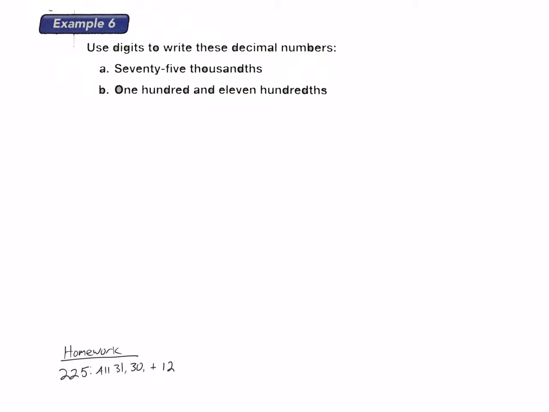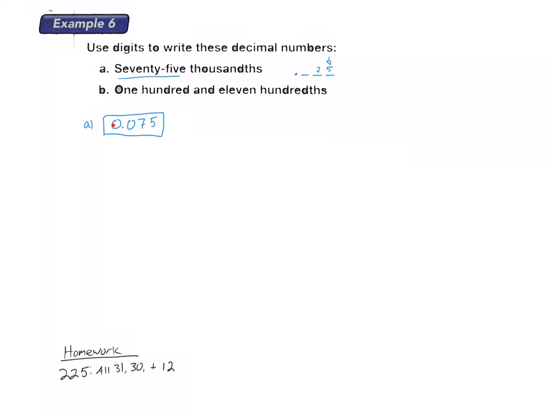Now this is going the opposite way down. They're going to give us words, and they want us to write numbers. So it says, use digits to write these decimal numbers. So part A here says 75 thousandths. So remember, here's the decimal place. We have tens, hundreds, thousandths. So the 75 is going to end in the thousandths place. So this is going to have the 5 here because it's 75. So it's going to look something like this: 0.075.